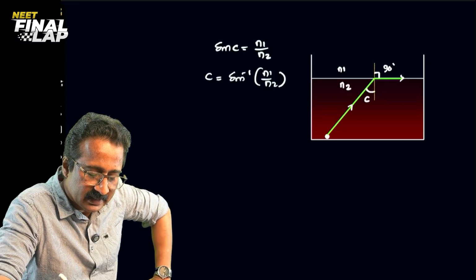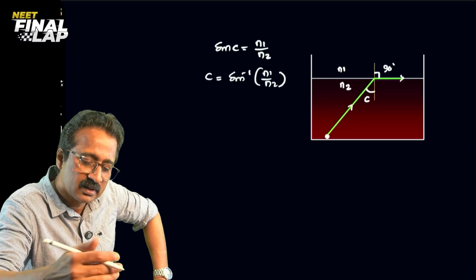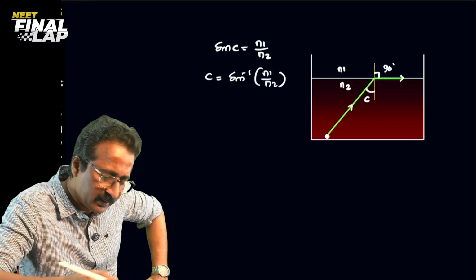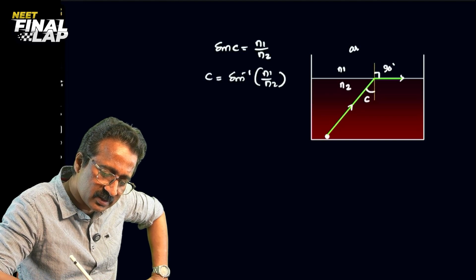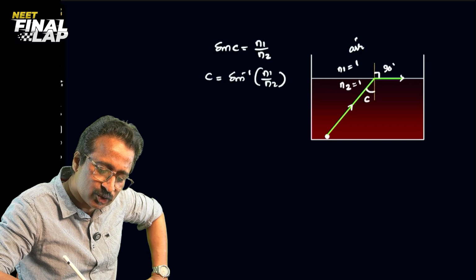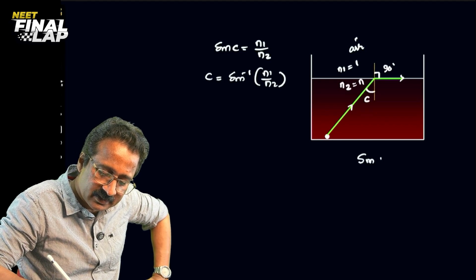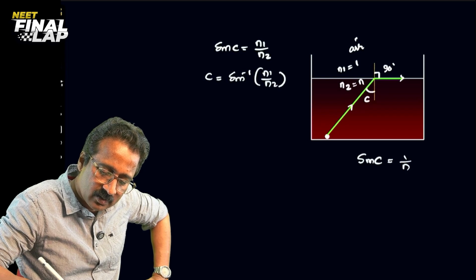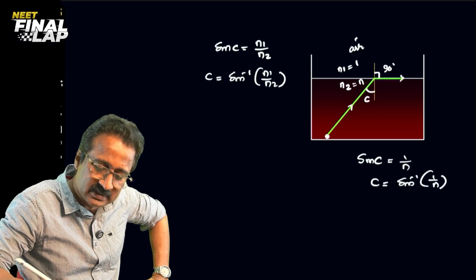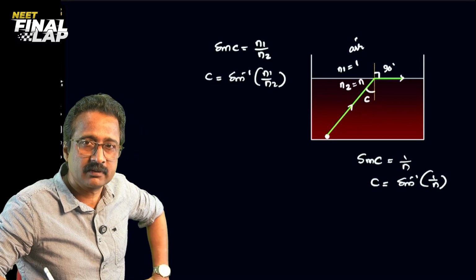Remember, critical angle depends on the refractive indices of both the media, rarer as well as denser. But often the outside medium is air. It's a very common situation in questions. So if it is air, we can take N1 as 1, and call N2 as n. In that case I can say sin C is equal to 1 by n, or C is equal to sin inverse of 1 by n. So these are the equations we may require to deal with the phenomenon called total internal reflection.